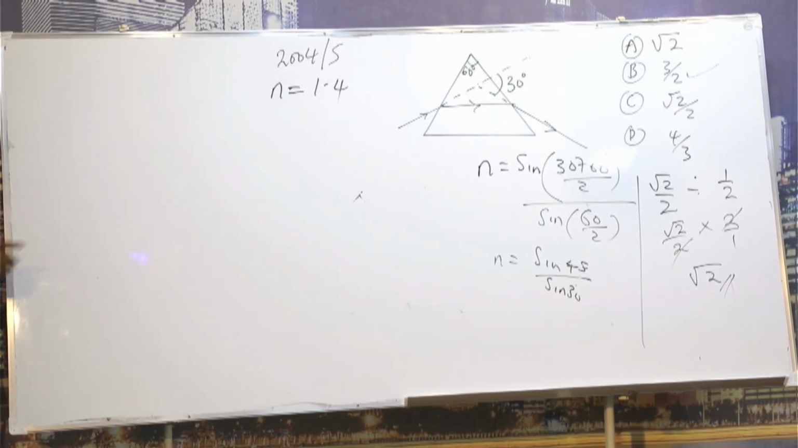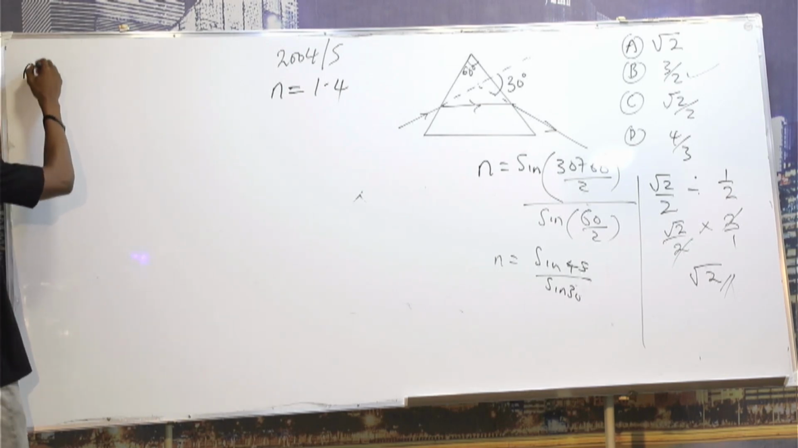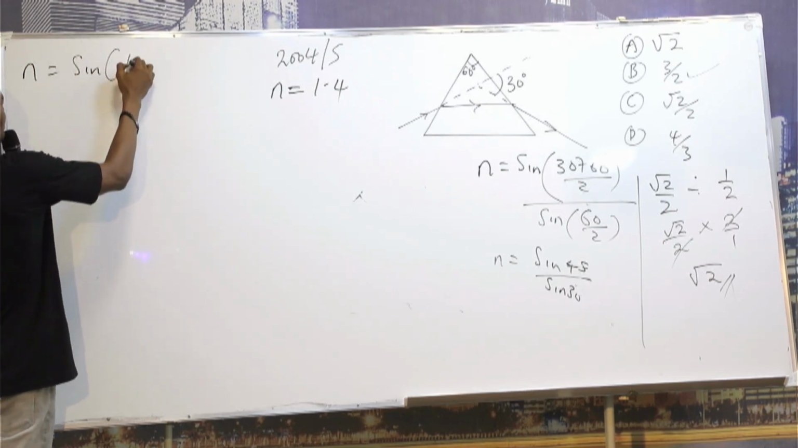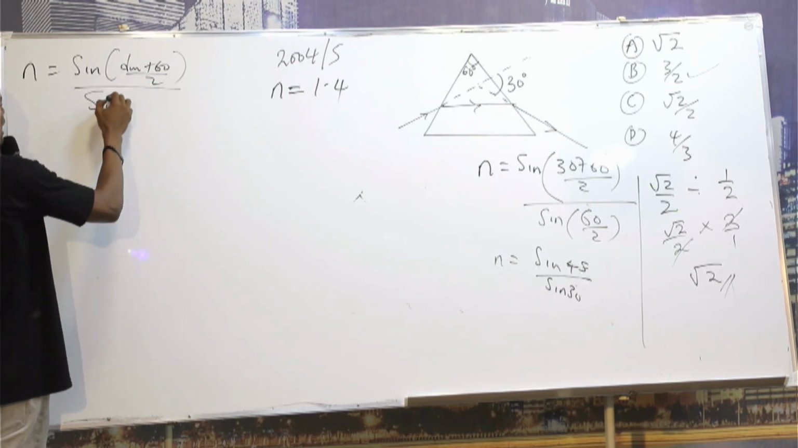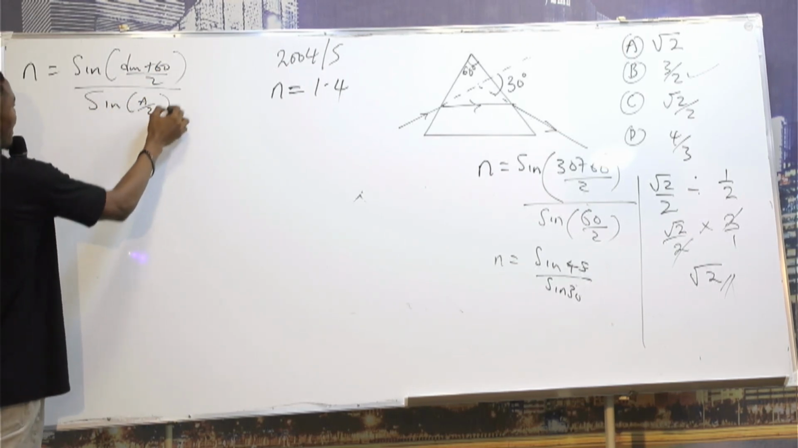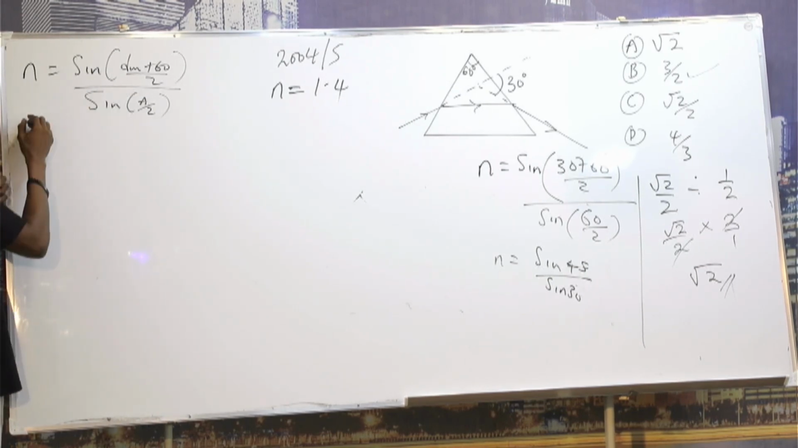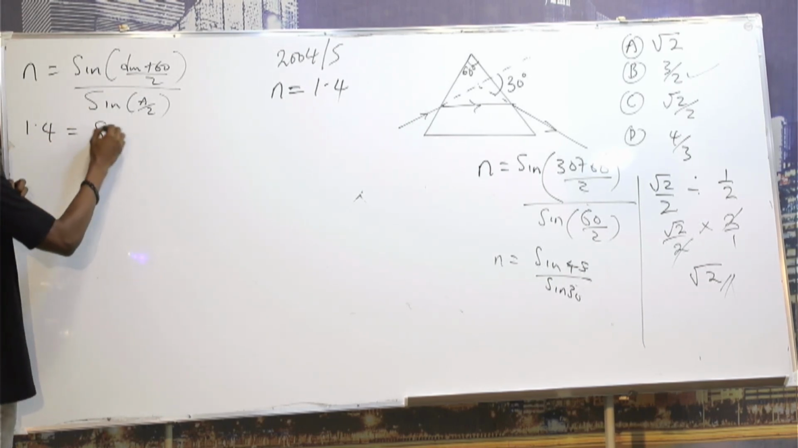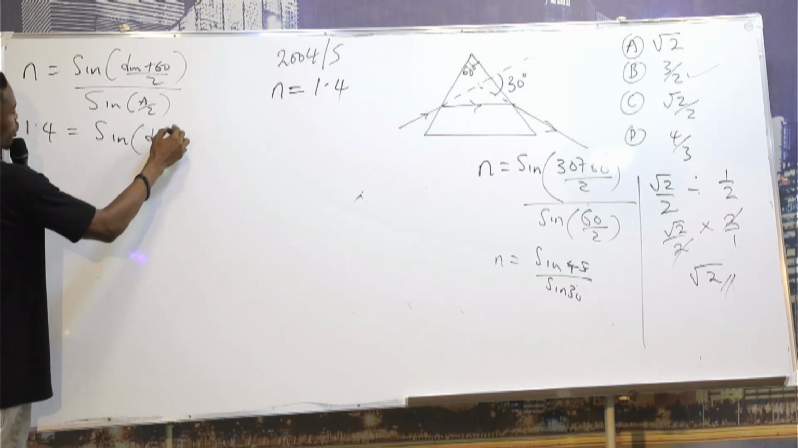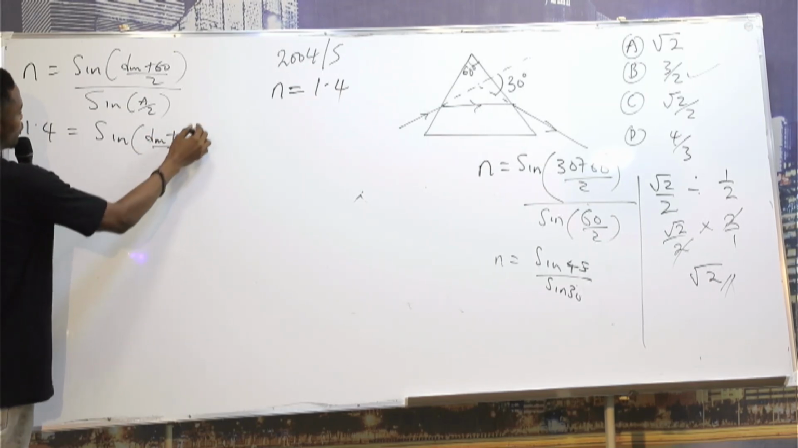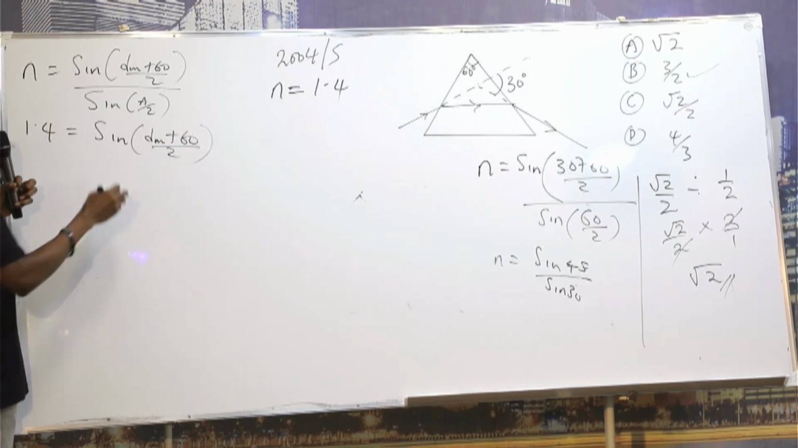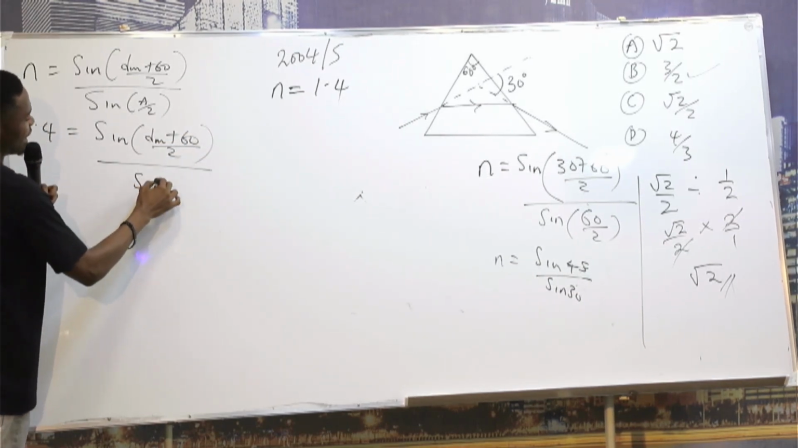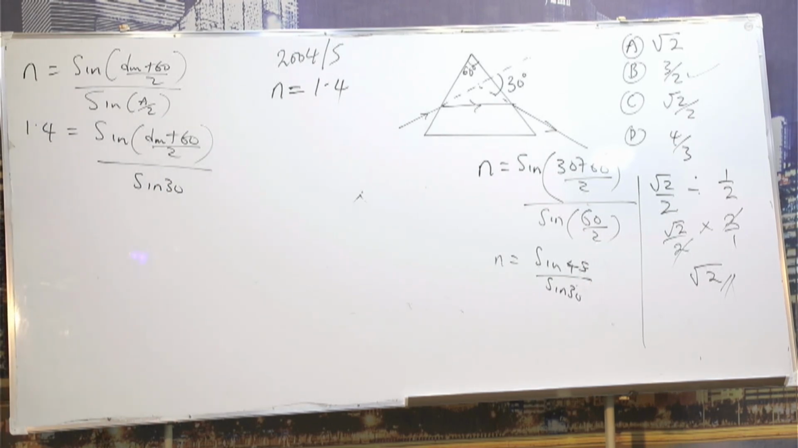Now, we are still going to use that same formula: n_A equals sine((Dm plus 60) over 2) all over sine(A over 2). Are we here? What is n_A now? 1.4 equals sine((Dm plus 60) over 2), Dm we don't know, over sine 30, because 60 over 2 is 30.